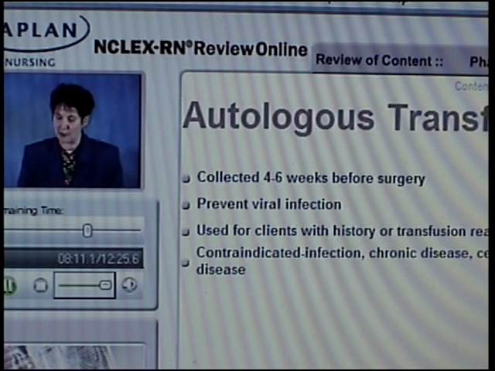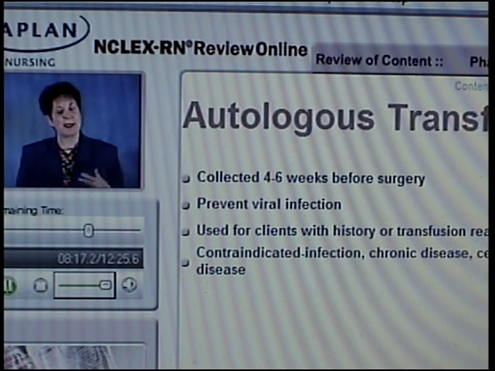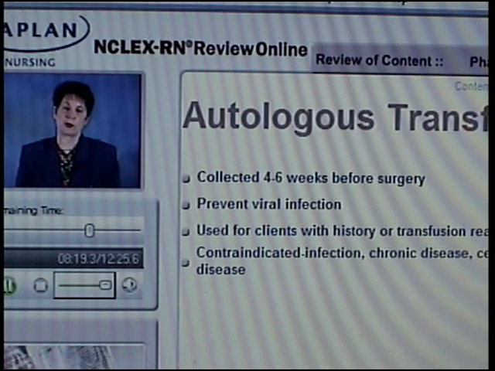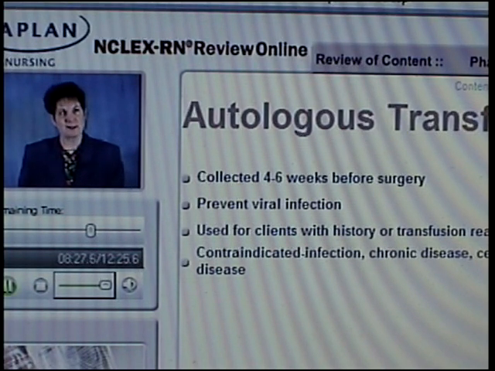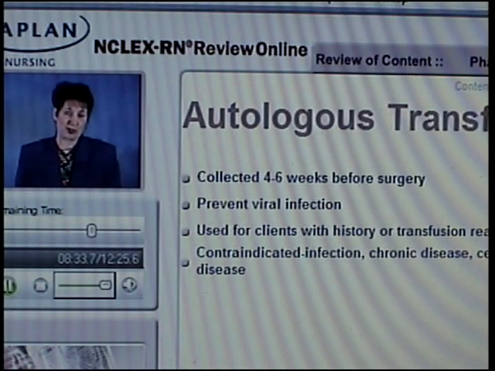Okay, let's go on and talk about autologous transfusions. This is where there is a preoperative donation. The patient banks blood for themselves because they know they're going to have surgery in 4 to 6 weeks. The good thing about this is you don't get anyone else's problems, any viral infection or that type of thing. You know that the blood you donate to yourself is compatible with your blood type.